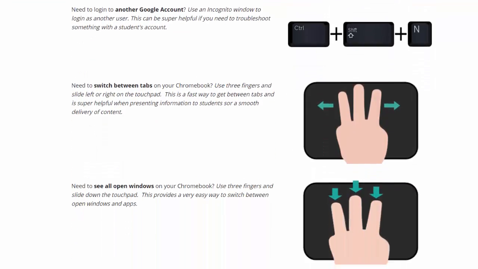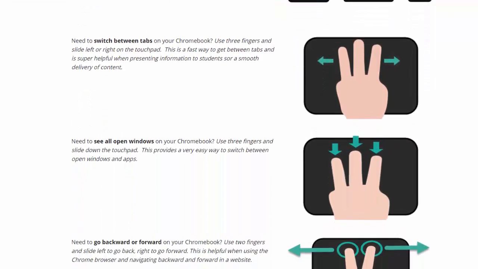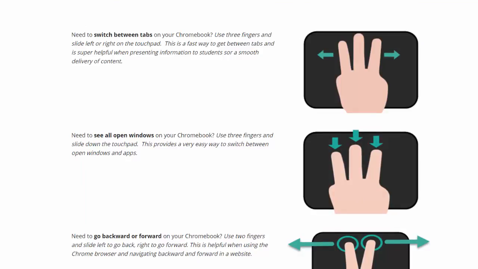So the last ones, the last three, are actually Chromebook gesture shortcuts. So these can only be done on your Chromebook, but if you need to switch between tabs on your Chromebook, you actually use 3 fingers and you just move them to the left or to the right on your touchpad, and you're actually scrolling across your tabs. So if you've got 15 tabs open, this is a quick way to get across your tabs to get to the tab that you want. So definitely try switching between tabs.